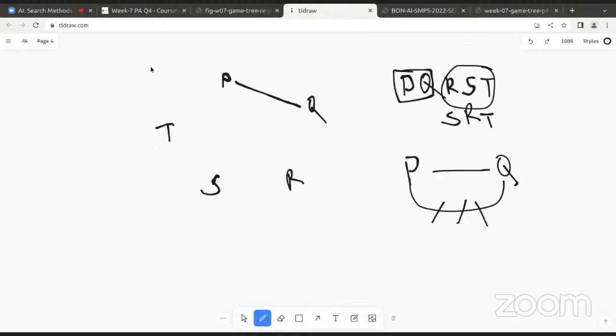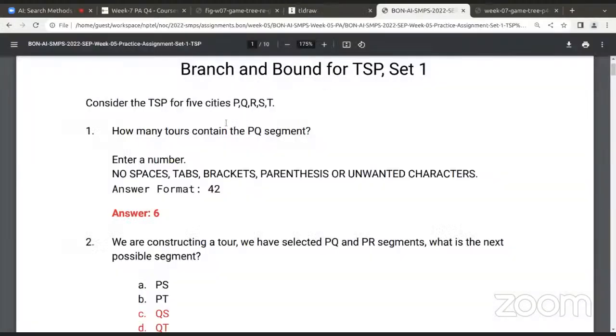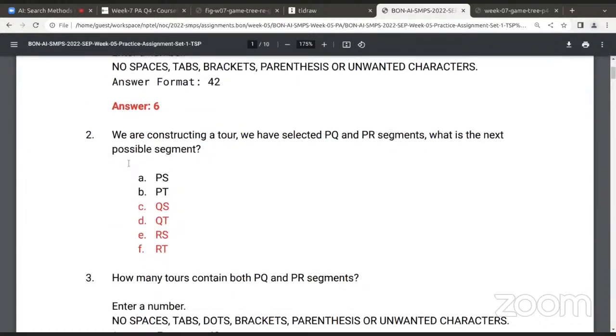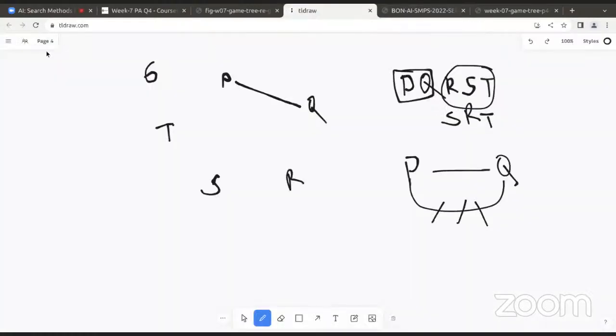Then you work it out, it will be 6, half of it. How many will not contain PQ? The other half. If you solve this one question alone, if you sit and reason about it alone, you're done with BNB for TSP. That's all. You try that, in half an hour you will get control over this topic. It is child's play.